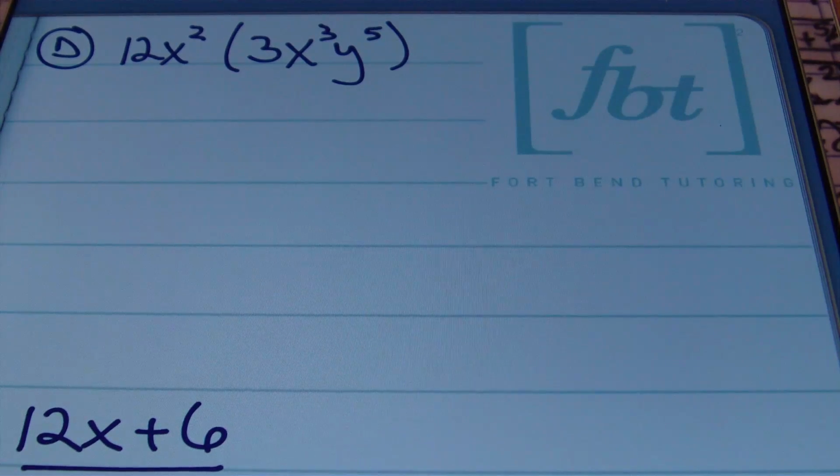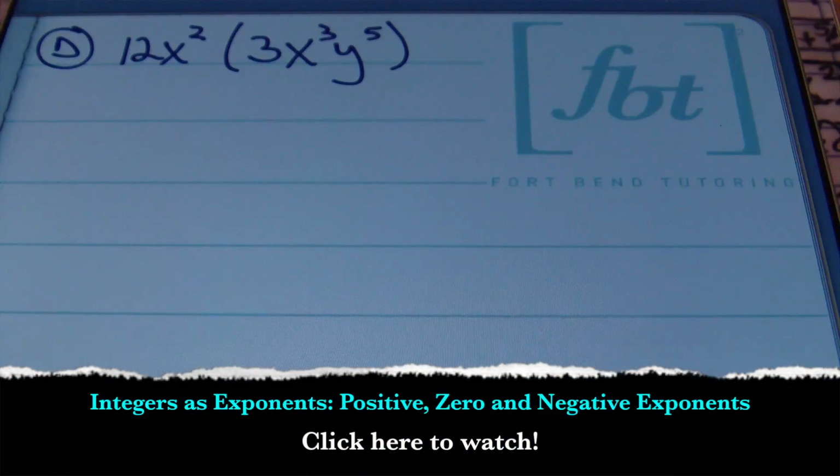Here I'm multiplying 12x squared times 3x cubed y to the fifth power. Now, if you're unfamiliar with your exponential rules as far as multiplying like bases and things like that, go ahead and check out our video, Integers as Exponents. I'll put a link right down here.